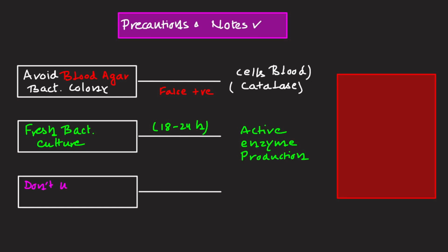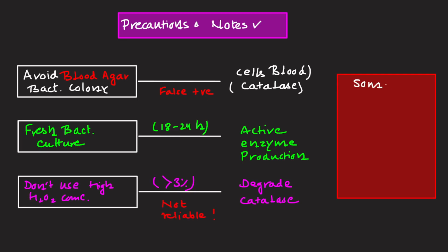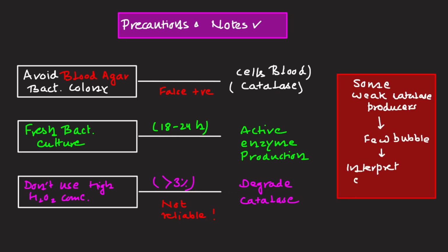Third point, avoid using excess hydrogen peroxide, with concentration higher than 3%. What will happen? It will rapidly degrade the catalase, and that will lead to unreliable results. Last point is that some weak catalase producers can generate very few bubbles, so it is essential to interpret the results in that case very carefully.